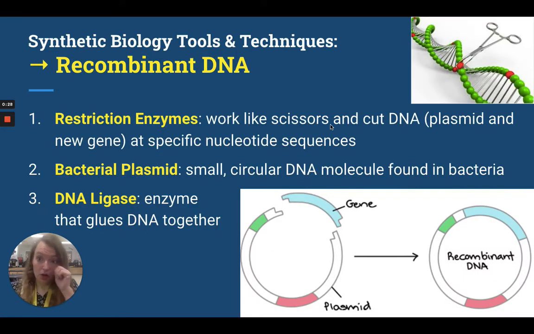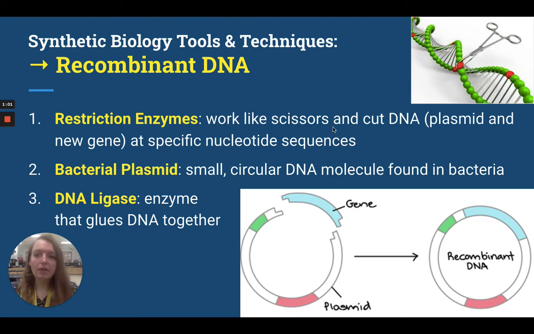All right, so our next topic on synthetic biology tools and techniques is called recombinant DNA. So when you recombine something, you are combining something, right? And so essentially what we're doing here is we are taking DNA from one organism and we are combining it with DNA from another organism to essentially make a new piece of DNA that has genes from both. So how does this work?